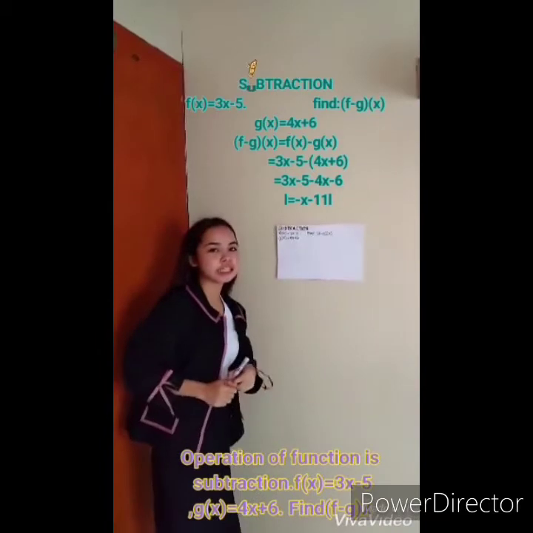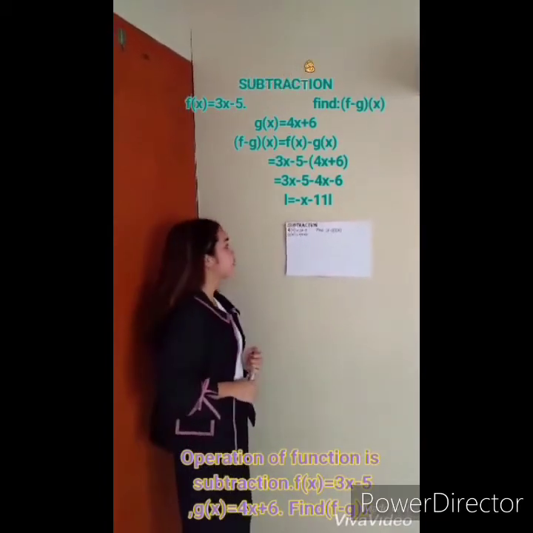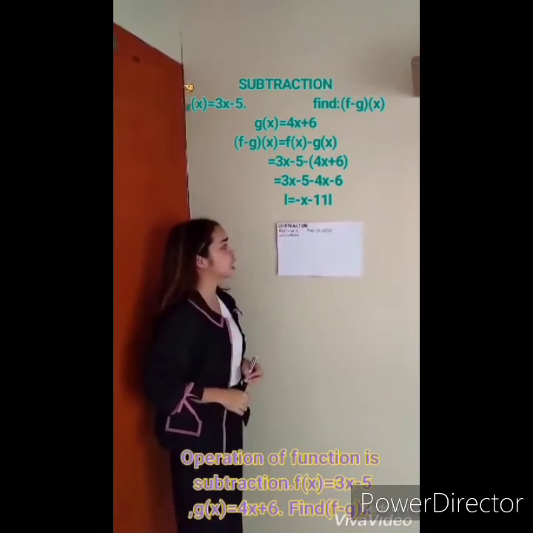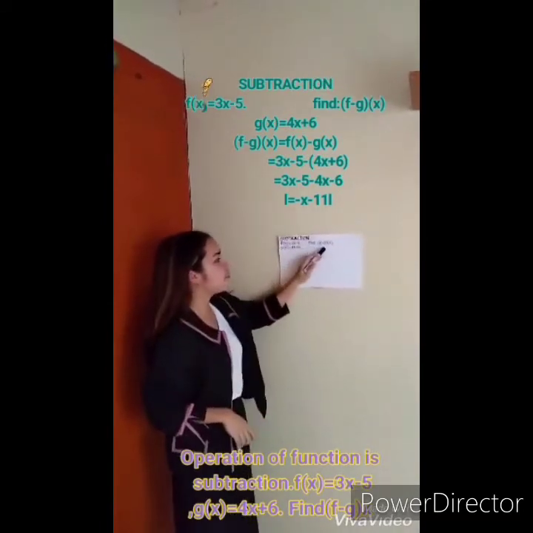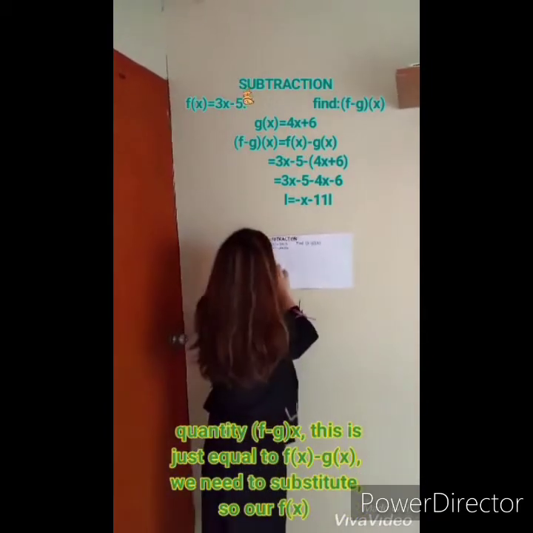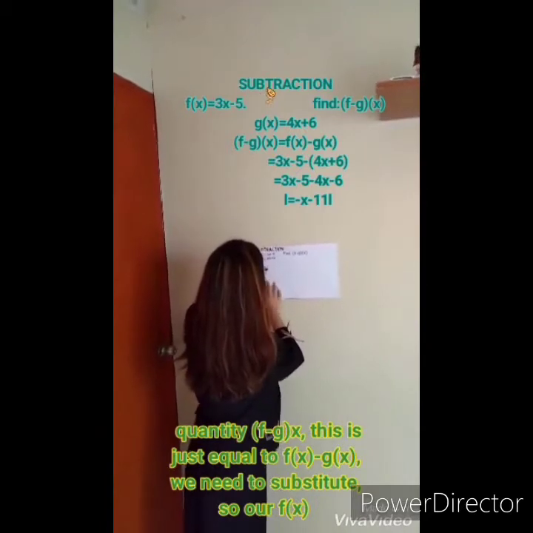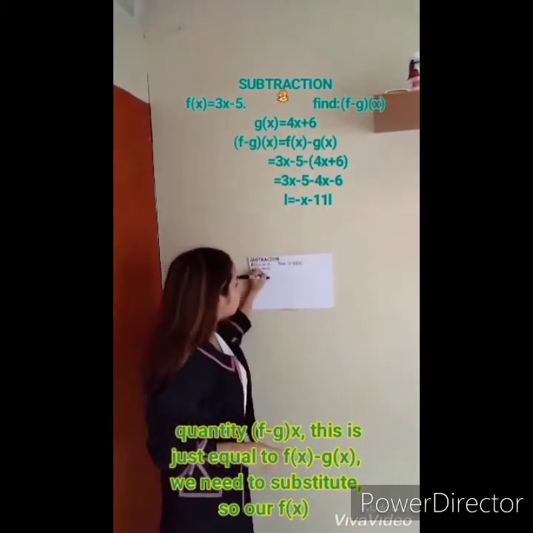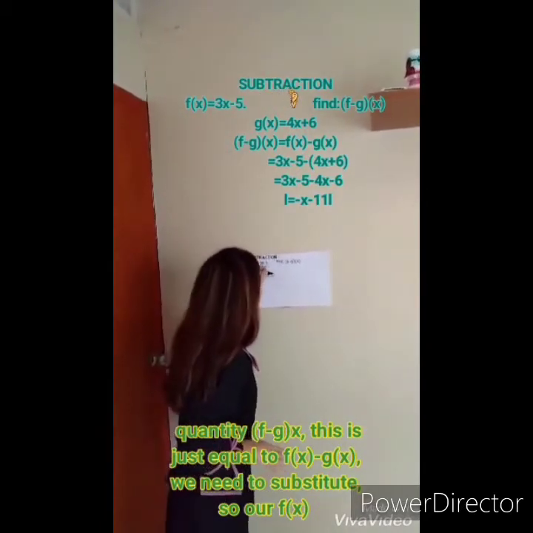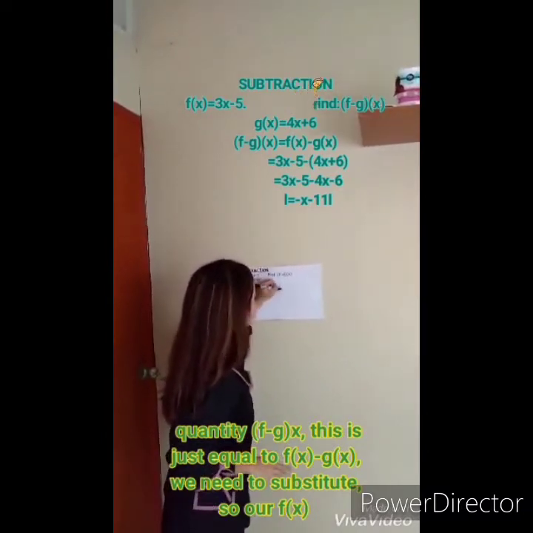Operation of function in subtraction. F of x equals 3x minus 5, g of x equals 4x plus 6. Find f minus g of x. Quantity f minus g of x, this is just equal to f of x minus g of x.